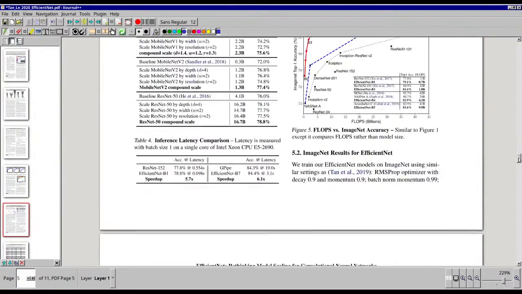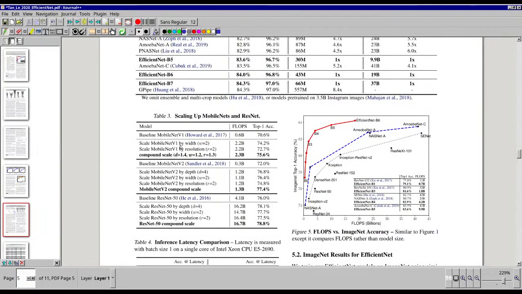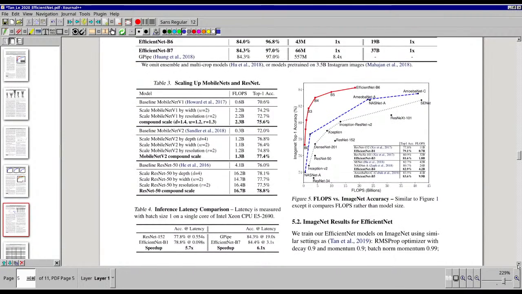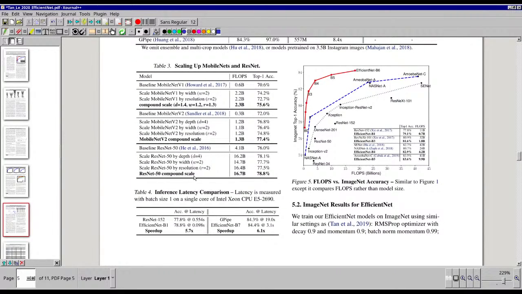Table 3, right? Table 3. Compound scale, compound scale, compound scale. Okay. Interesting, we didn't mention the compound scale here.